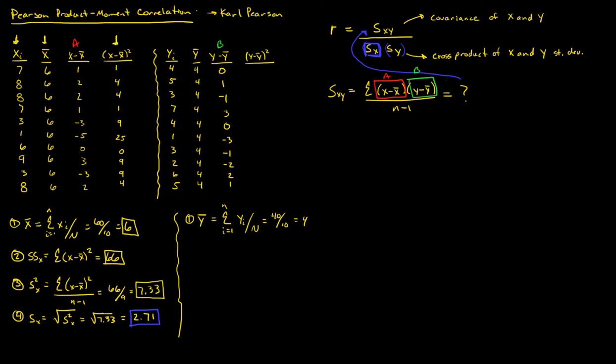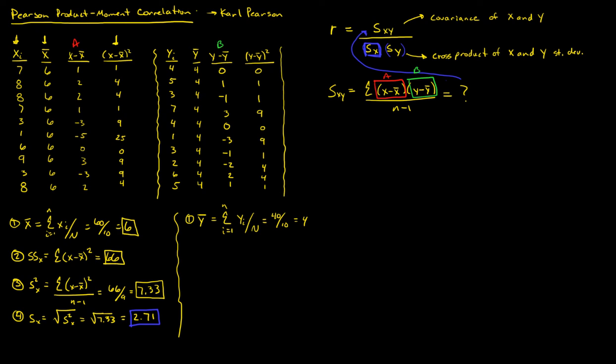So this is now the next column, y minus y bar squared. 0 squared is 0, 1 squared is 1, -1 squared is +1, 3 squared is 9, 0 squared is 0. Negative 3 squared is positive 9. Negative 1 squared is 1. Negative 2 squared is 4, 4, and 1. Okay, I'll actually create another little squiggly here, and you'll see what this is going to be for in just a minute.